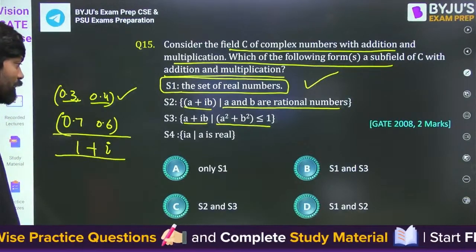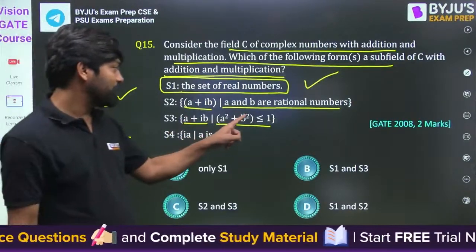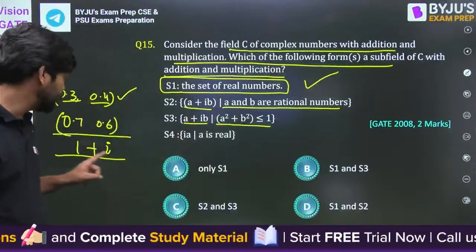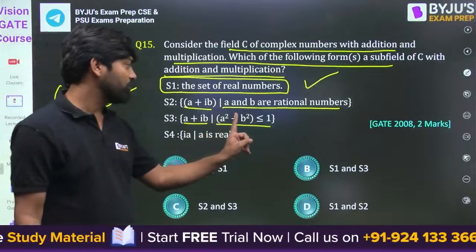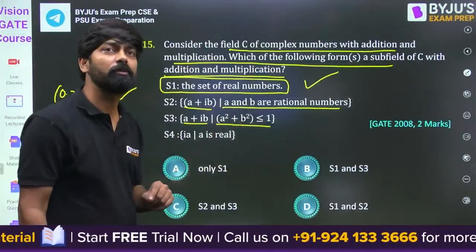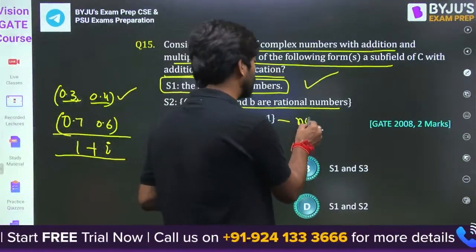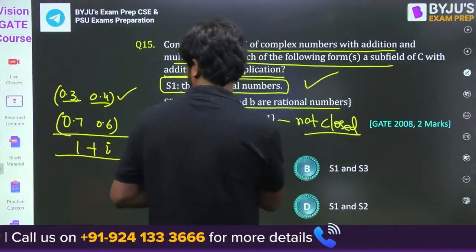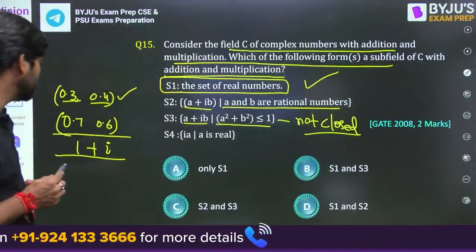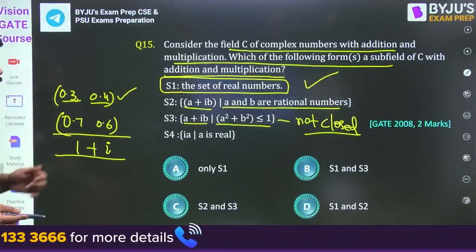But see here, now A square plus B square is not less than or equal to 1. Why? Because what is the coefficient of this 1? What is the coefficient of this i? So 1 square plus 1 square is 2. 2 is not less than or equal to 1. So this is not closed, my dear friend. This one will not be closed.